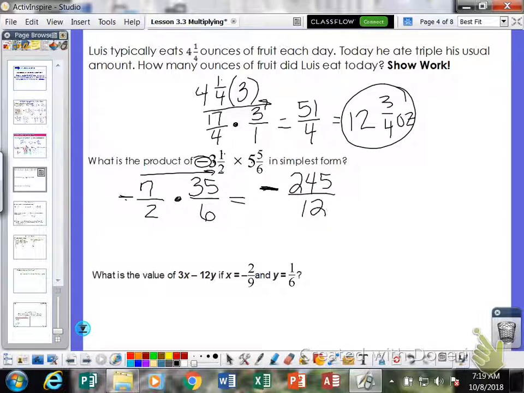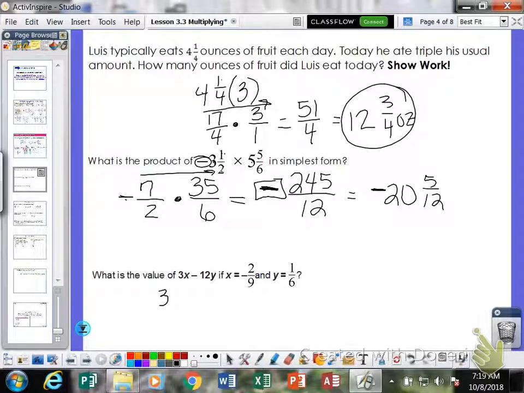Over 12. And then to change this to a mixed number, again, forget about the negative for a second. How many times does 12 go into 245? Well, 20 times would be 240 with 5 twelfths left over, and then that negative because of this negative right there. So negative 20 and 5 twelfths.